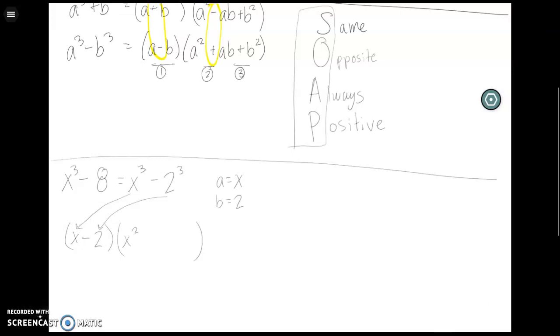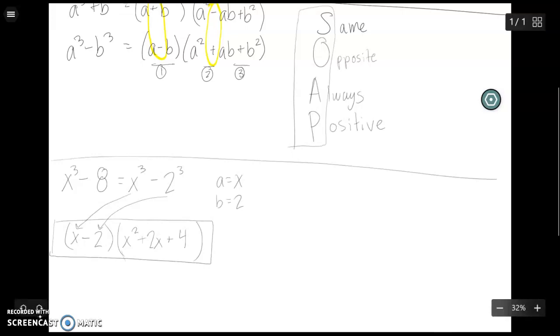And now my sign is going to be opposite what I started with, so now my sign is going to be addition. And then it's going to be a times b, so 2x. And then my last sign is always positive, so plus. And then my b squared, so plus 4. Okay, and this is how you factor a difference of cubes.